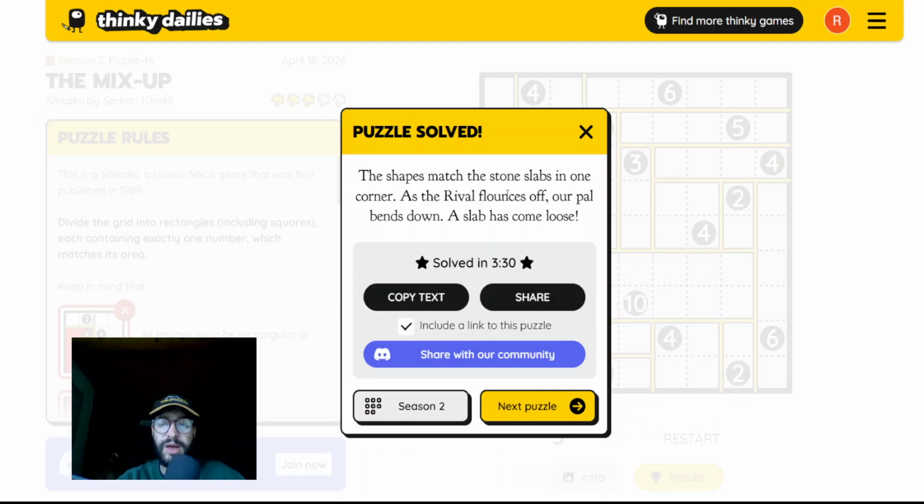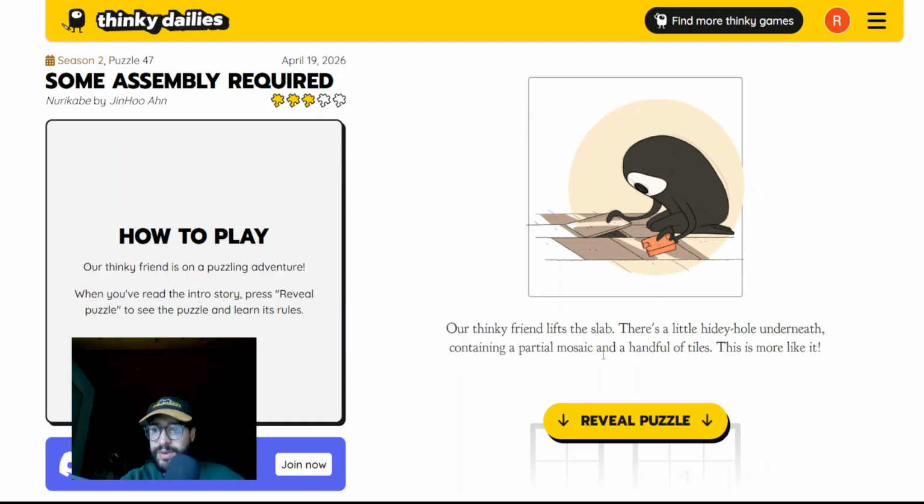For some reason, I have a really hard time reading this. I don't know if it is me or the way that they're written. The shapes match the stone slabs in one corner. As the rival flounces off, our pal bends down. A slab has come loose. Okay. We see the slab here. Our Thinky friend lifts the slab. There is a little hidey hole underneath, containing a partial mosaic and a handful of tiles. This is more like it.